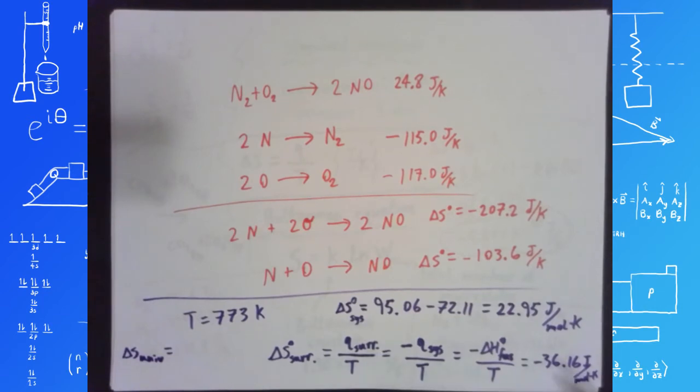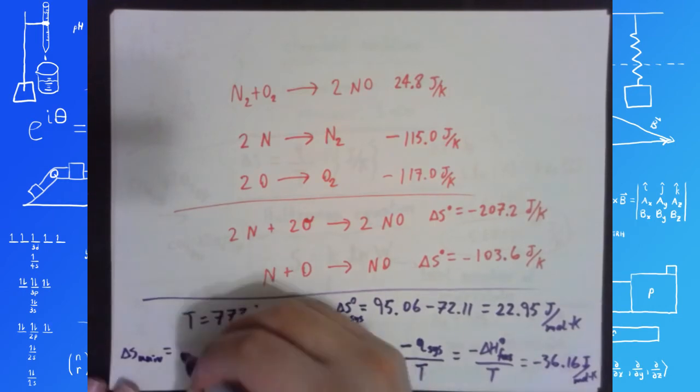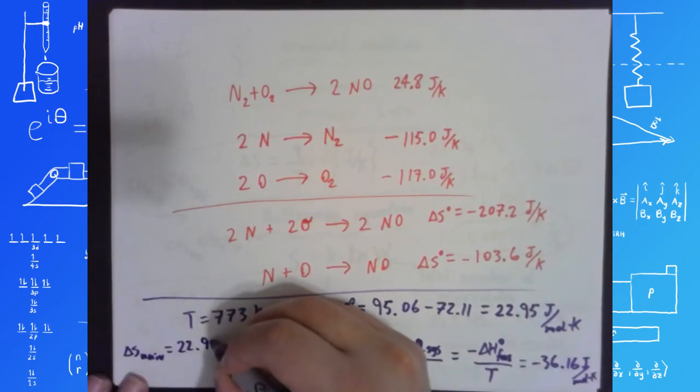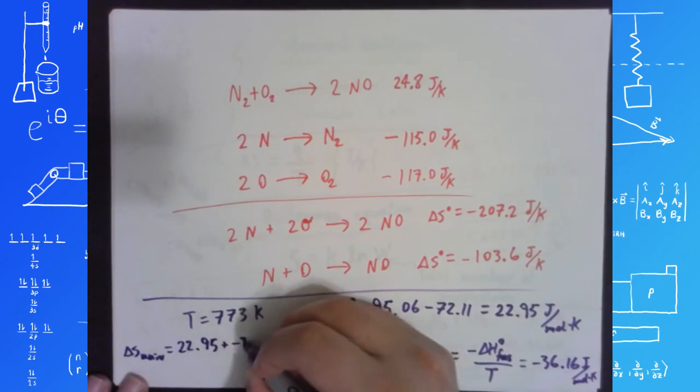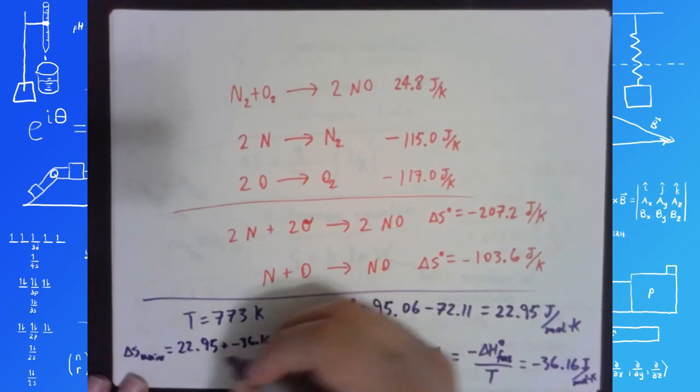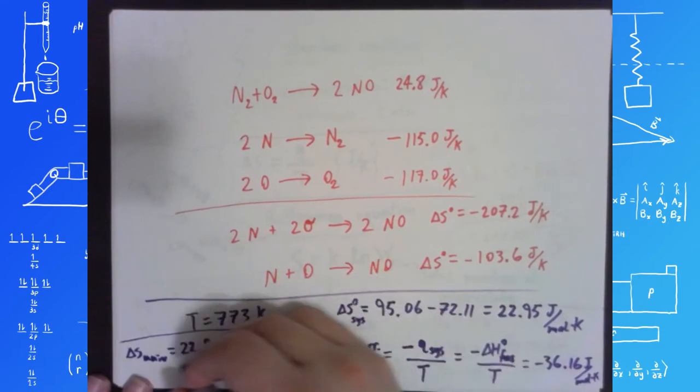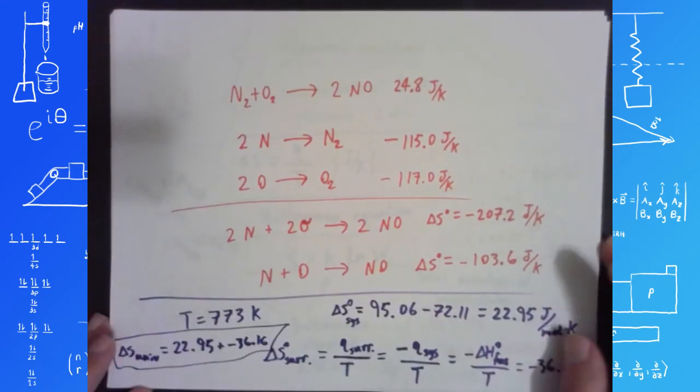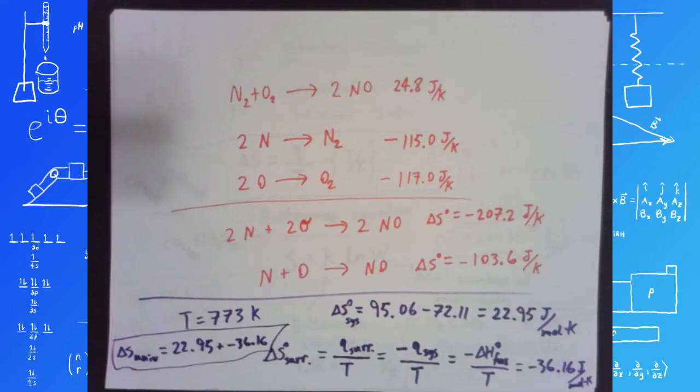And if you calculate the total delta S of the universe, delta S universe equals delta S system plus delta S surroundings, 22.95 plus negative 36.16, which overall is negative. That tells us, according to the second law of thermodynamics, that this is not a spontaneous process. If it were a spontaneous process, delta S universe would be positive, not negative. So there must be some external work being done.